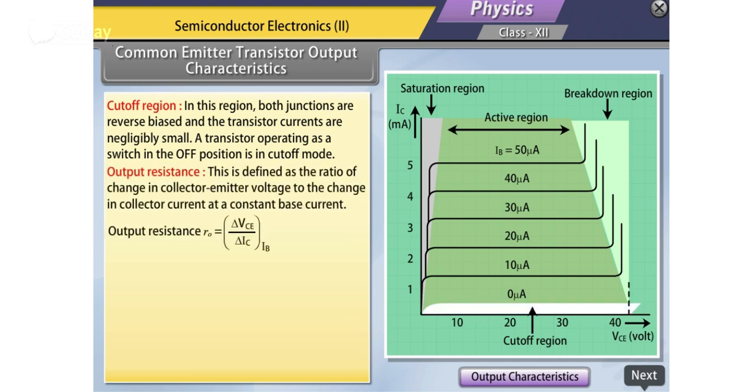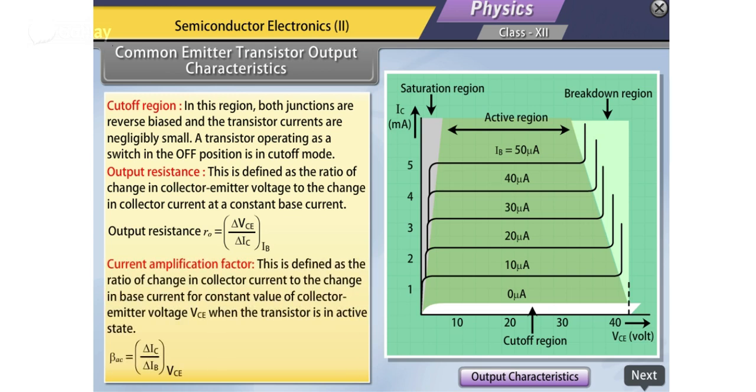Output resistance. This is defined as the ratio of change in collector-emitter voltage to the change in collector current at a constant base current. Current amplification factor. This is defined as the ratio of change in collector current to the change in base current for a constant value of collector-emitter voltage VCE when the transistor is in the active state.